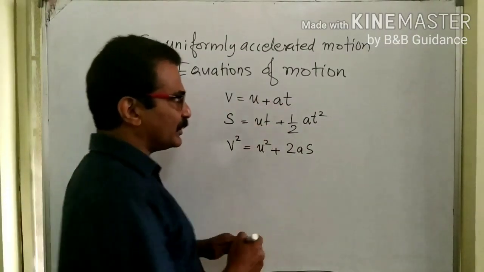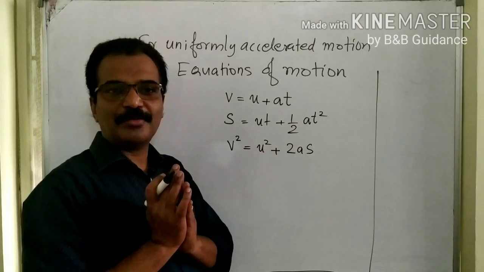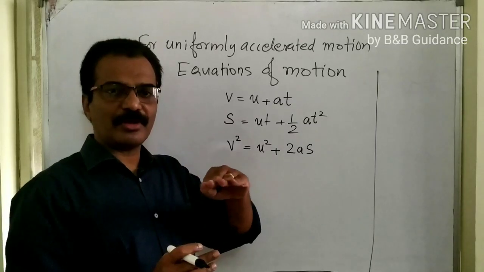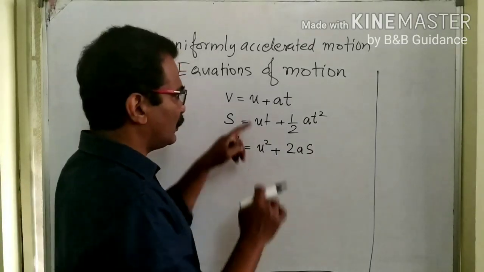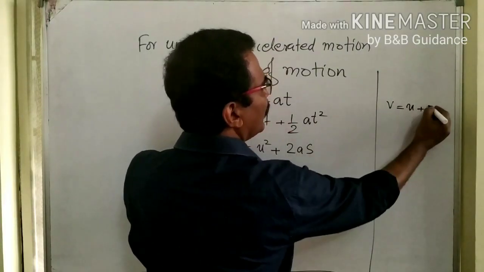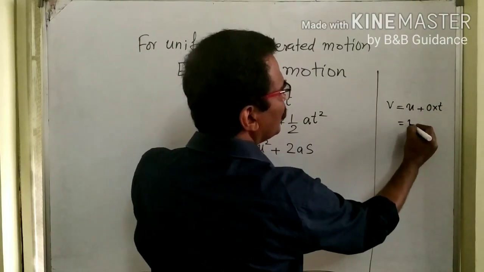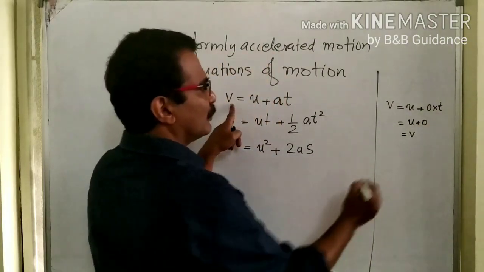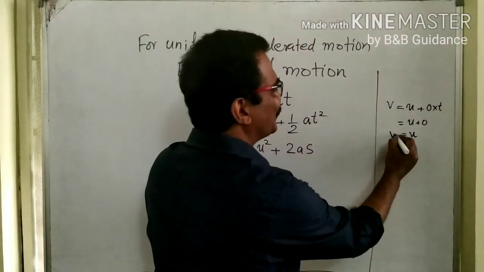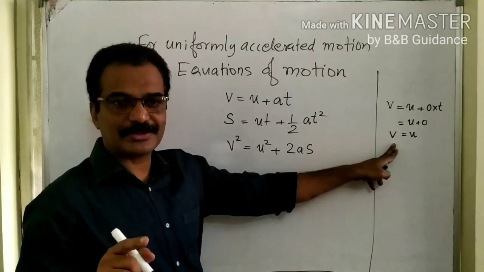If there is no acceleration, suppose acceleration is 0, then body moves with the uniform velocity. If there is no acceleration, this becomes what? V is equal to U plus A 0, 0 into T. That means U plus 0, that is U only. This V is equal to U in the case of uniform motion. Uniform motion means velocity is constant.